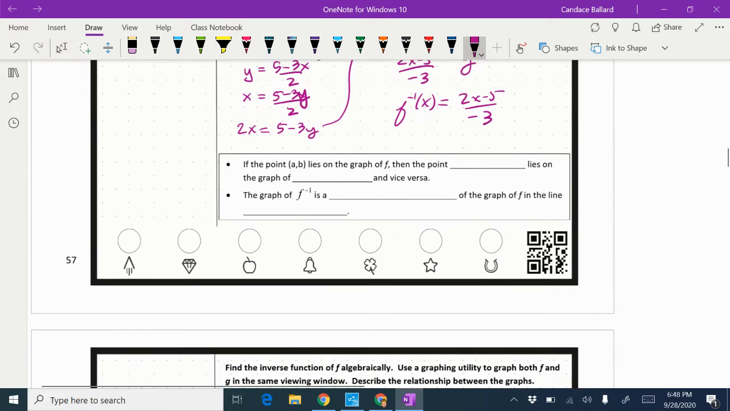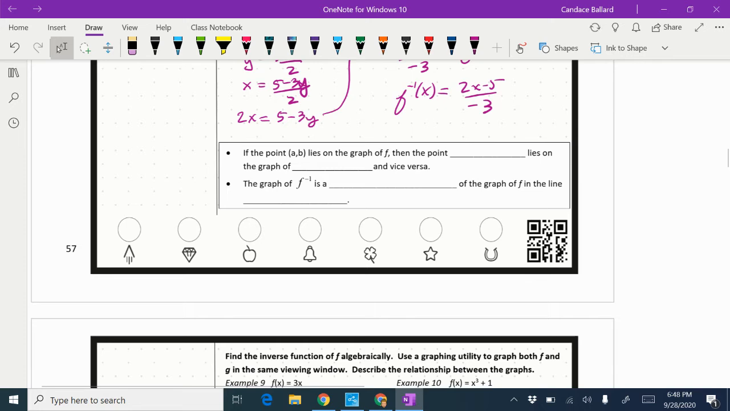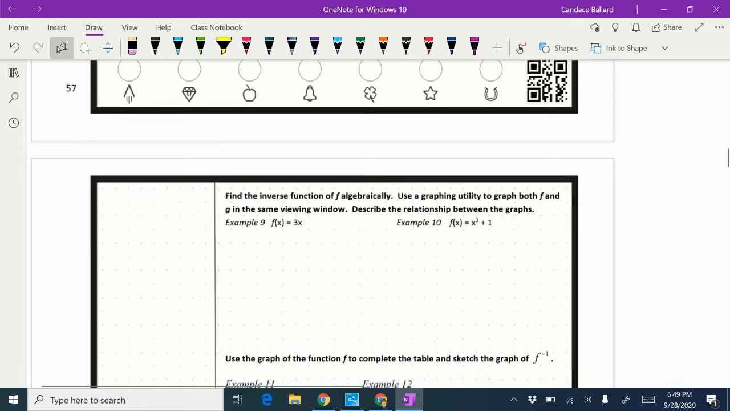All right, so the next part says if the point (a, b) lies on the graph of f, then the point (b, a), so notice we switched x and y, lies on the graph of f inverse, and vice versa. The graph of f inverse is a reflection of the graph of f across the line y equals x. So we're going to talk a little bit about the graphs.